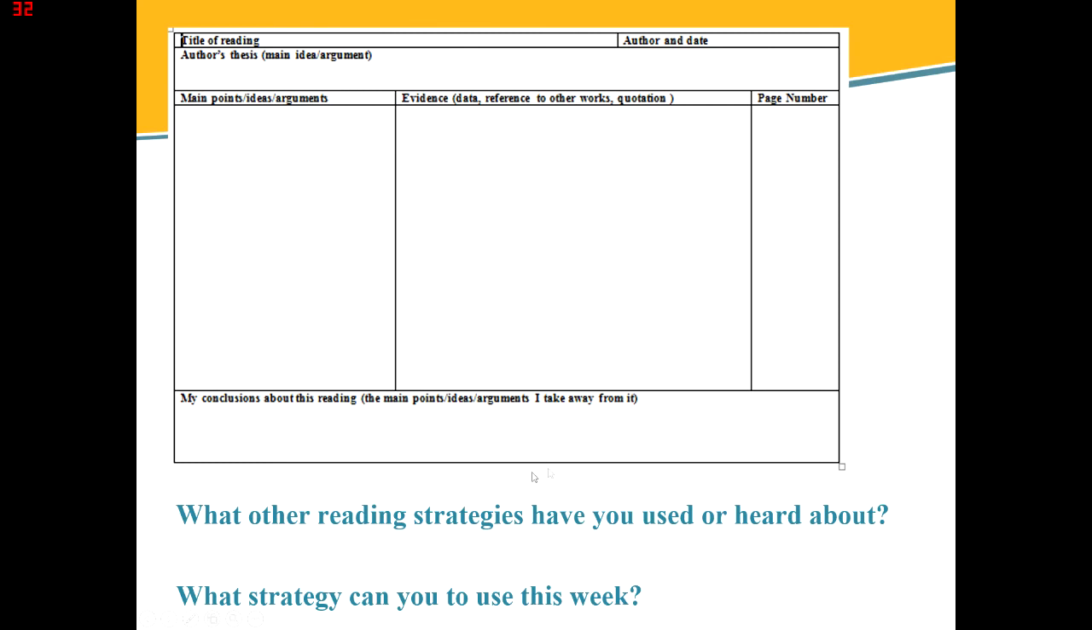As you become more and more advanced, you probably will move away from this kind of template, but I would start at first doing this because it gets you into the habit of looking for all these things, and then eventually you won't need to use it.